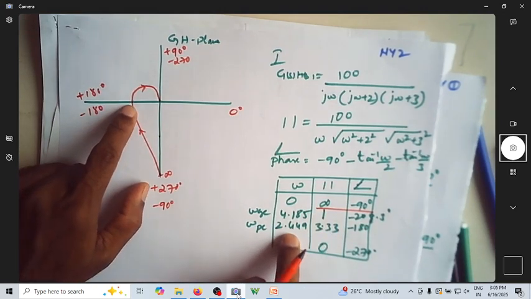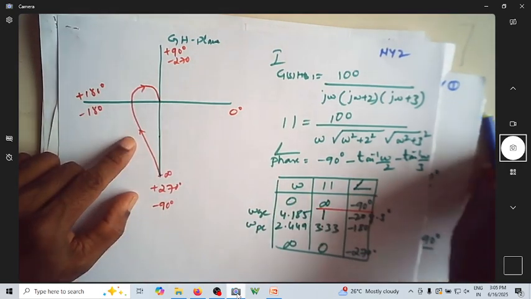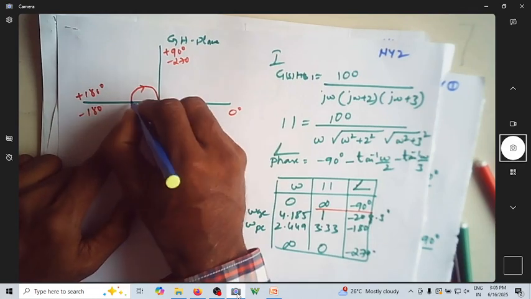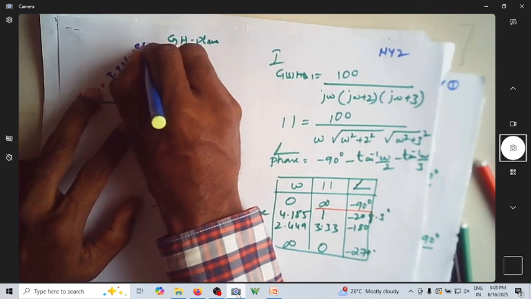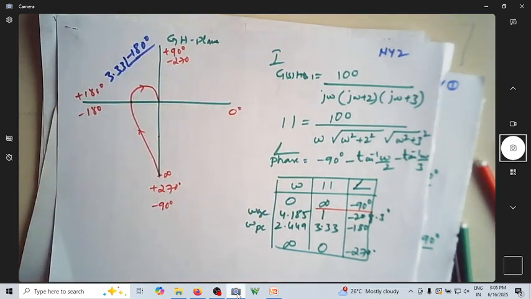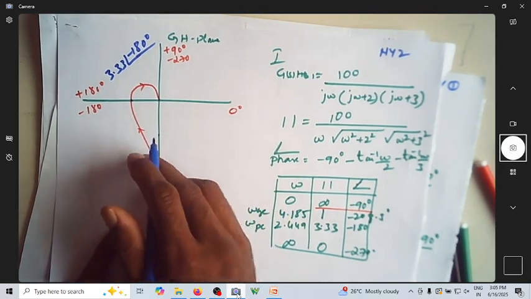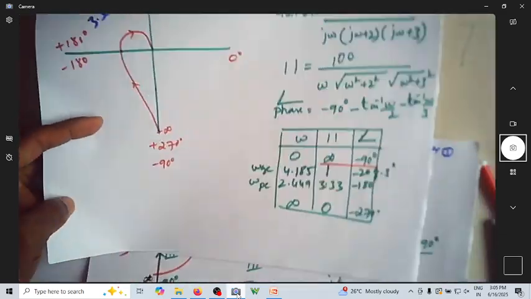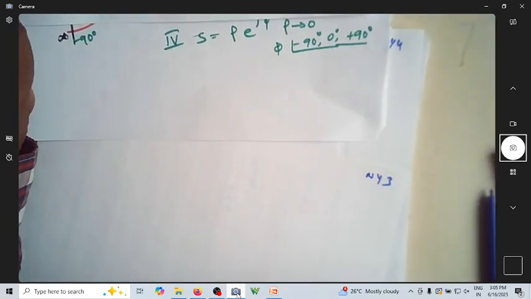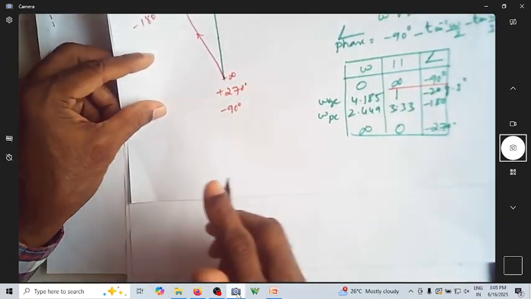When the phase is minus 180 degree, the magnitude is 3.33. That is, the magnitude at this point is 3.33 at an angle minus 180 degree. Fine. Let me write the second segment mapping. If you start doing the second segment mapping, let me just do it here only.